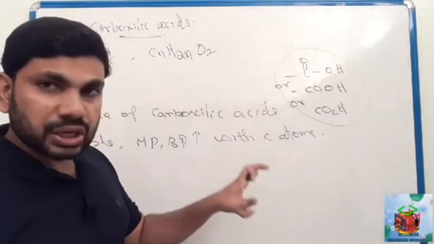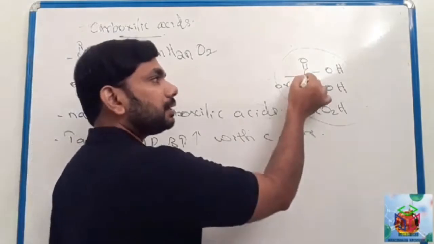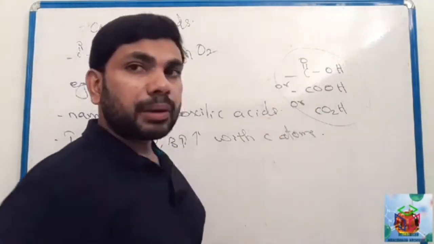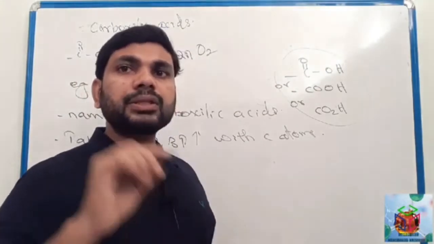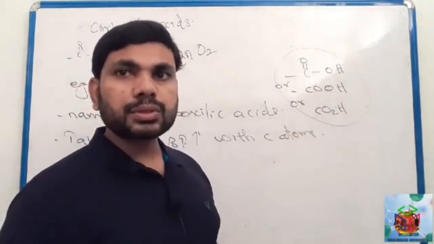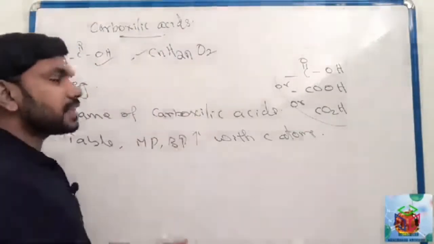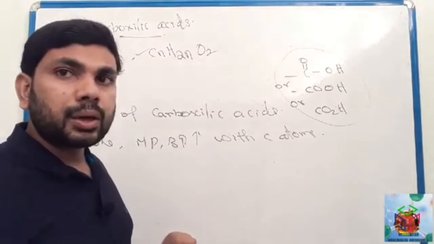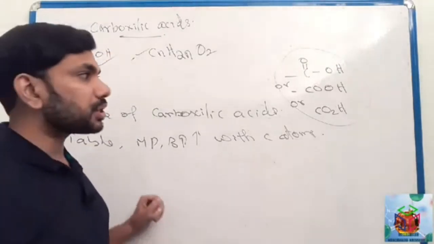These are the functional group of carboxylic acid. Here you understand carbon double bond oxygen. Carbon makes a double bond with oxygen and a single bond with OH. That is COOH, carboxylic acid. The general formula for carboxylic acid is CnH2nO2.